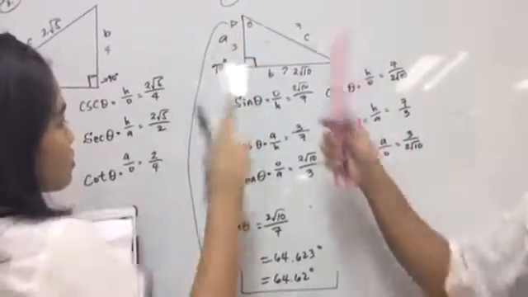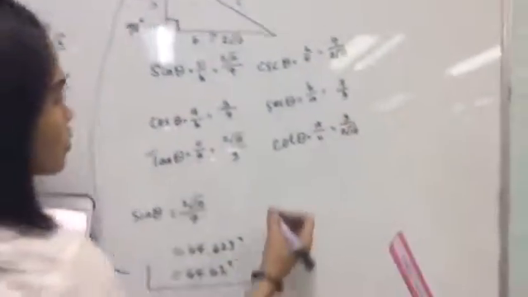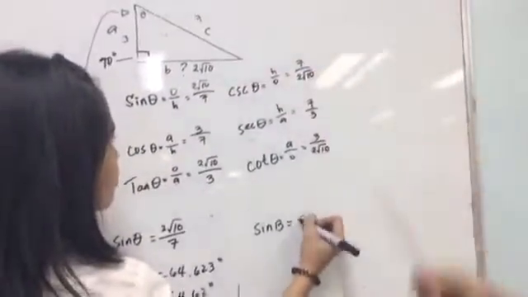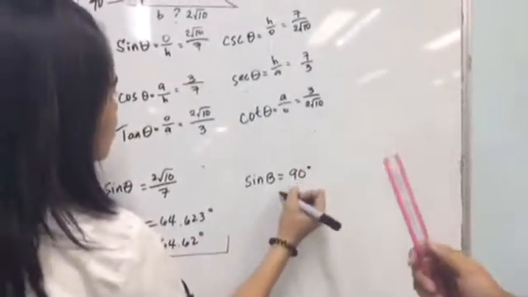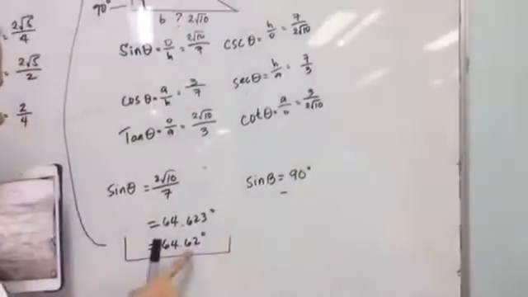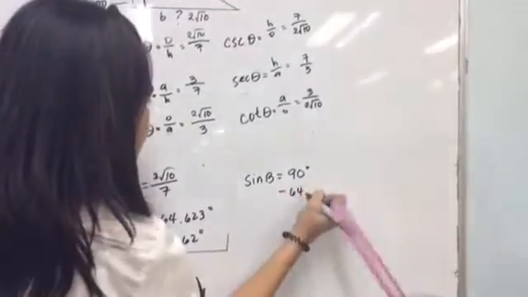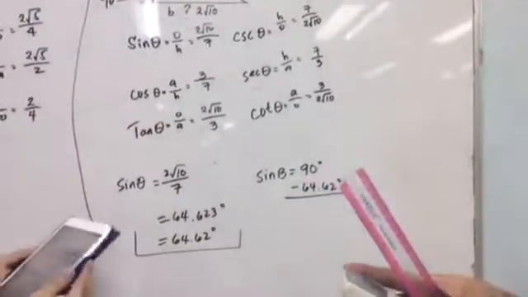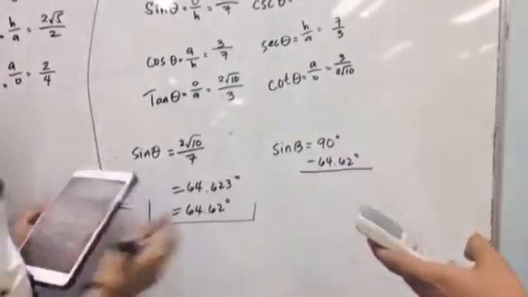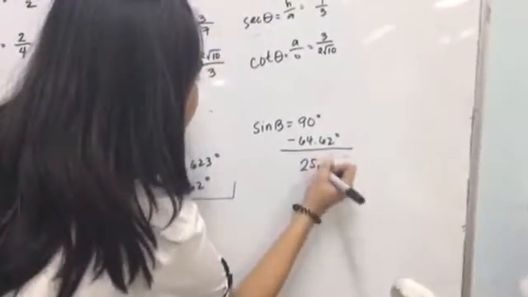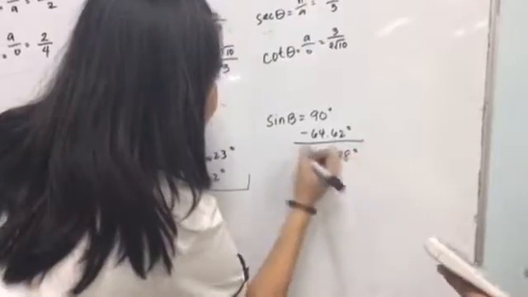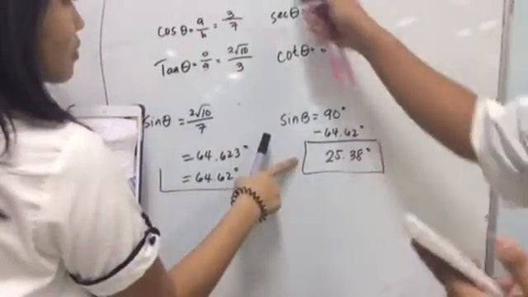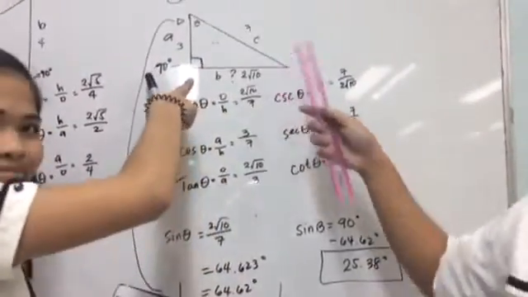Then after we find this measurement, find the measure of beta. So 90 degrees minus 64.62 degrees is equals to 25.38 degrees. And that's the measurement of this angle.